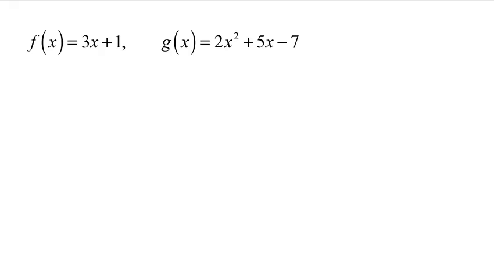Our next example is to look at g circle f of x. Generally speaking, composition of functions is not commutative. You would not expect f circle g and g circle f to be the same. So we just did f circle g of x. Let's take a look at g circle f of x, g of f of x. We're going to plug f of x, 3x plus 1, into the function g.